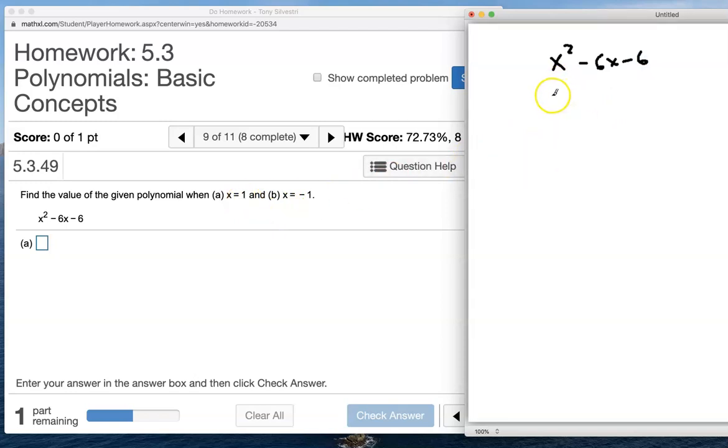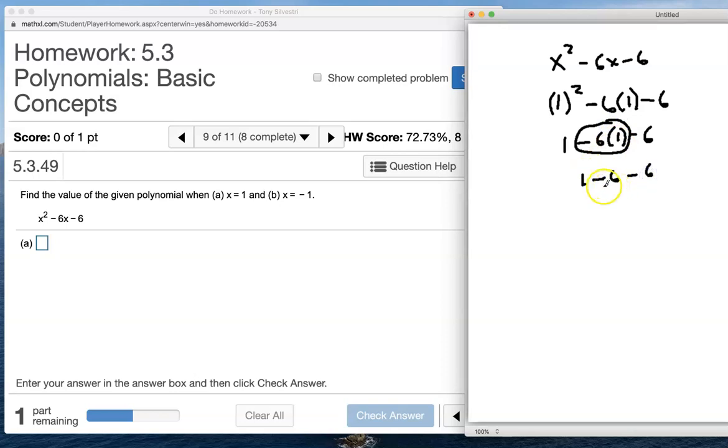Everywhere you see an x, you put 1 in parentheses. Order of operations. Powers first. 1 squared is 1. You do multiplications next. Well, let's do one operation at a time. We did the power. Next we do the multiplication. And when you multiply, it's not 6 times 1, it's always with the sign. So it's negative 6 times 1, which is minus 6. So we have 1 minus 6 minus 6.